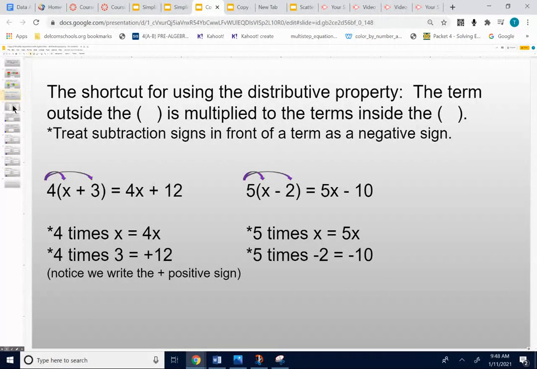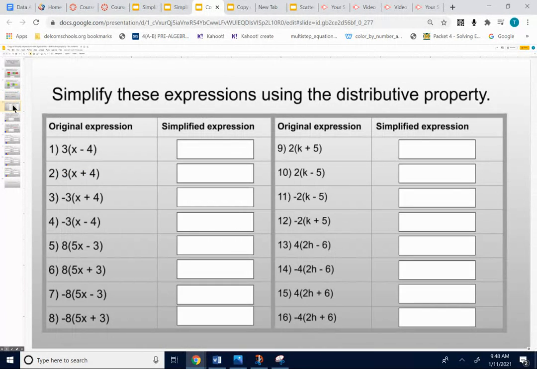The set of problems that are like this are on the next slide. So without tiles, you want to complete these. I'll get you started with a couple. 3 times x minus 4. Just take 3 times x, which is 3x, and then take 3 times negative 4. Remember, a positive times a negative is a negative. So 3 times negative 4 is negative 12.